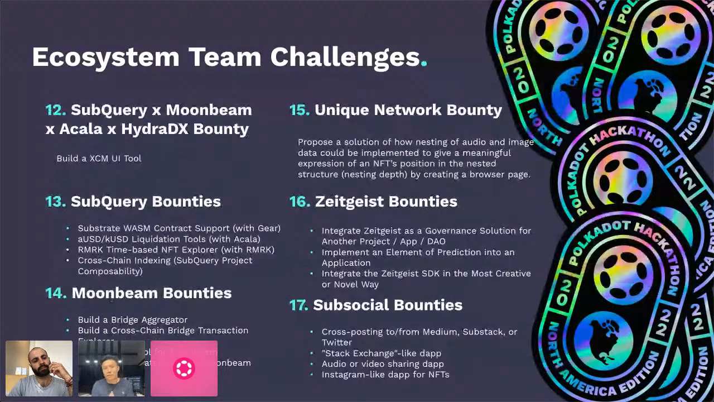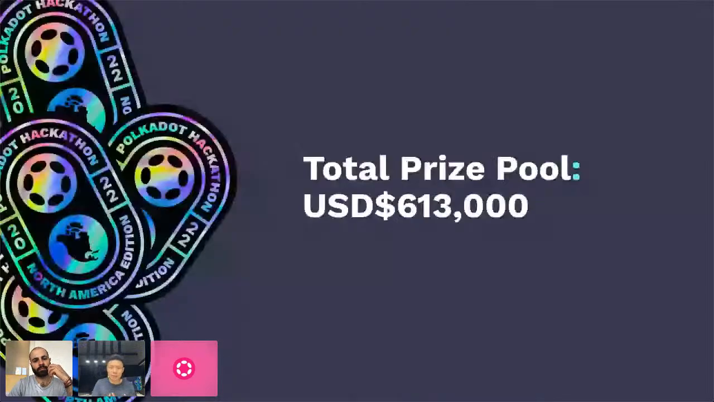And for the first time ever, we do have 4 ecosystem teams that have collaborated together: Subquery, Moonbeam, Akala, and HydraDX, to provide a bounty that any of you can take on or integrate into the main categories that you're looking at as well. As of now, we do have a total prize pool of 613,000 up for grabs, split between the main category prizes as well as the ecosystem teams' challenges.